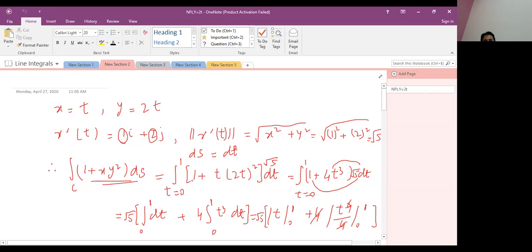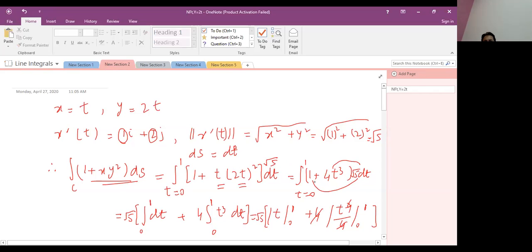First we will convert into parametric form. What is x? X is t. What is y? Y is 2t whole square. When we take the square and multiply by t, it is 4t cube. 1 as it is, all multiplied by the magnitude of r prime of t, which is root 5.